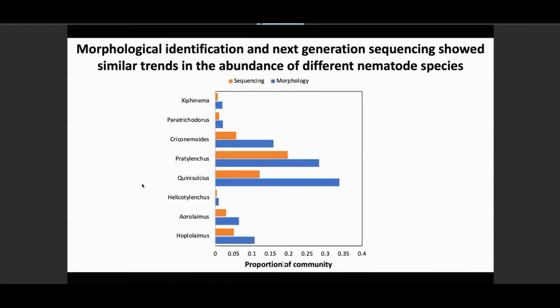We also compared our sequencing data with the traditional technique, and what we see here is that our new approach was able to identify all the plant pathogenic nematodes that we detected with the traditional techniques, and the relative abundance of these groups was very much correlated between the two different techniques.